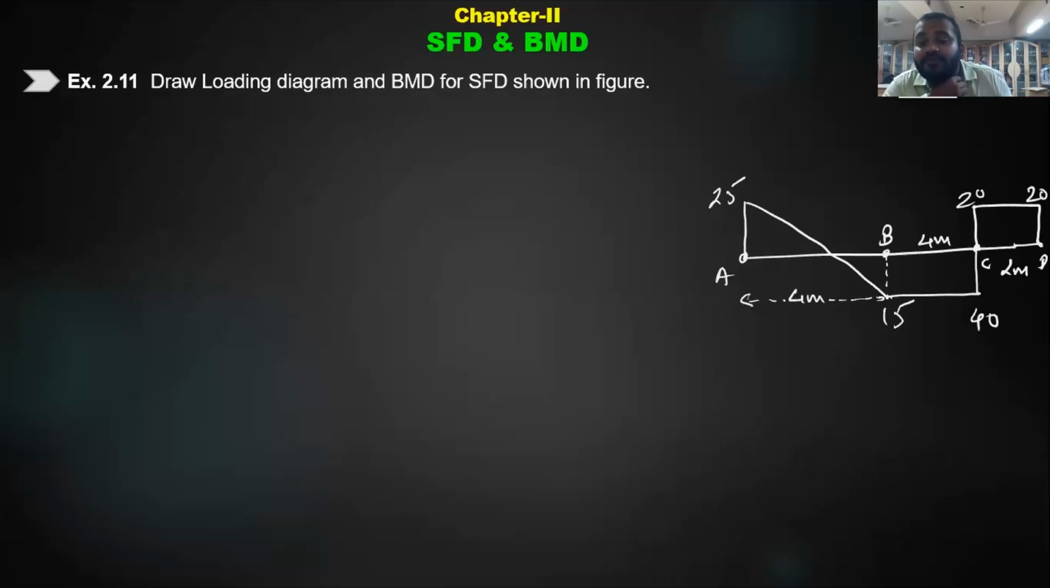Always from the SFD we can identify what the end conditions of the beam are. As you can see, the SFD is 0 at both end points, which is true for all types of beams anyway. But look, at point A there is a vertical upward value of 25 and at point D also a value of 20. That means at both ends of the beam there are vertically upward reactions. Therefore it is a simply supported beam. Okay.